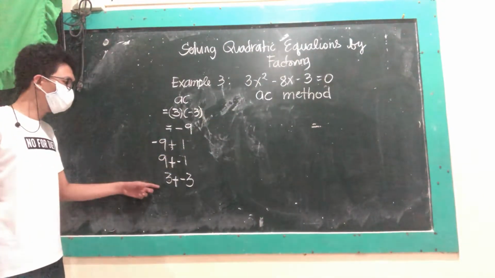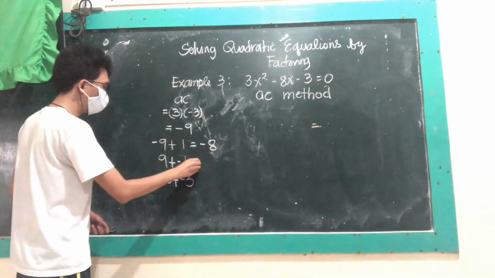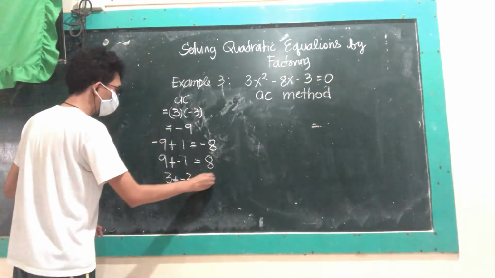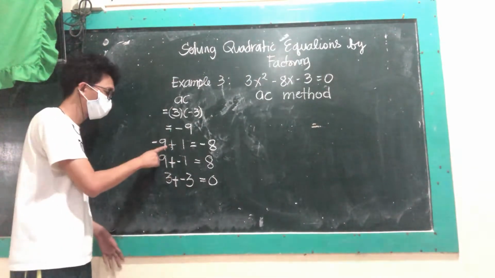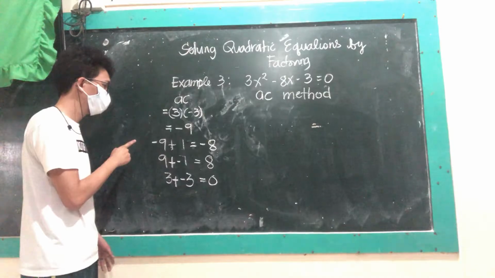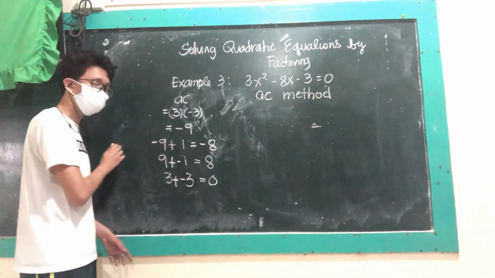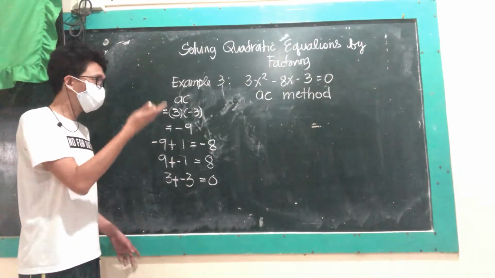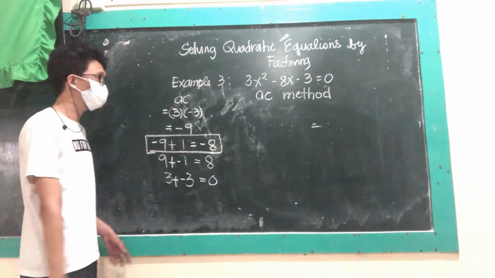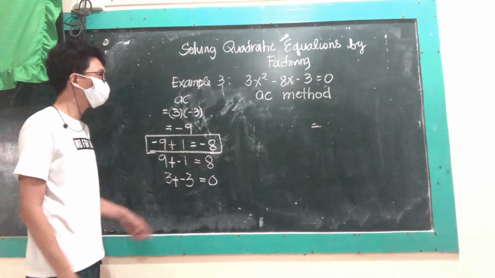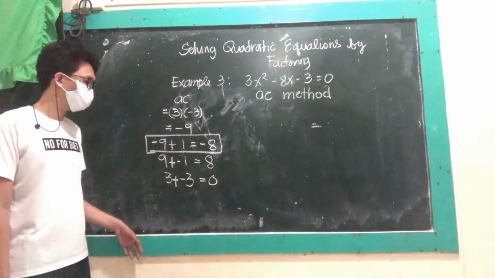We will add these already. Negative 9 plus 1 is negative 8, 9 plus negative 1 is 8, and 3 plus negative 3 is 0. So, of our factors of negative 9, if we sum up those pairs of factors, the one that coincides with letter B is this factor: negative 9 plus 1. Since negative 9 plus 1 is equal to negative 8, and negative 8 is the numerical coefficient of our linear term.